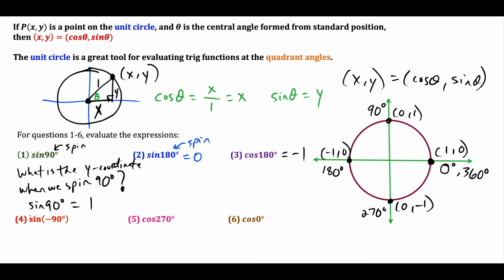And now these questions can get a little bit trickier, but let's say I want to find sine of negative 90. Remember, if I go positive 90, I'm spinning counterclockwise. I'm going this way. So if I'm going negative 90, that's the same thing as going 270 degrees.